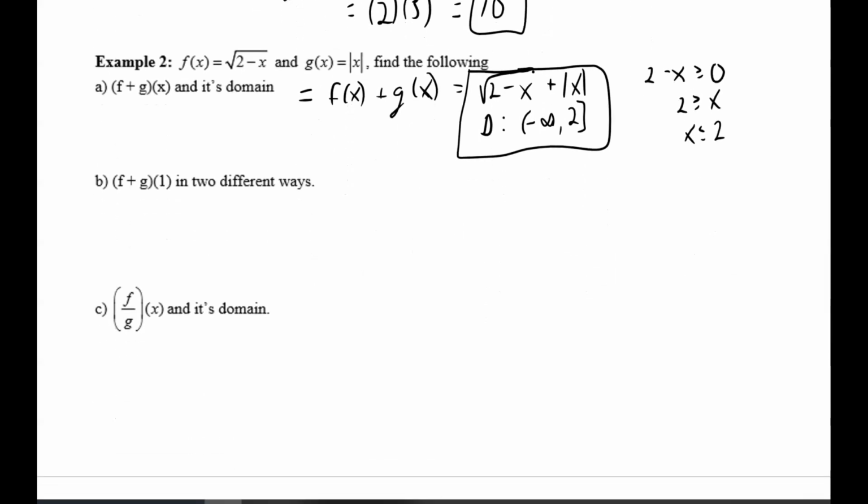Okay, now let's look at another way of thinking about this. Let's find f plus g in two different ways. Let's look at method 1 first. Method 1 will be to do what we did the last time. It's just to take f of 1 plus g of 1. F of 1 being the square root of 2 minus 1. G of 1 being the absolute value of 1. Giving us the square root of 1, which is 1, plus the absolute value of 1, which is 1, giving us 2. Okay, straightforward.